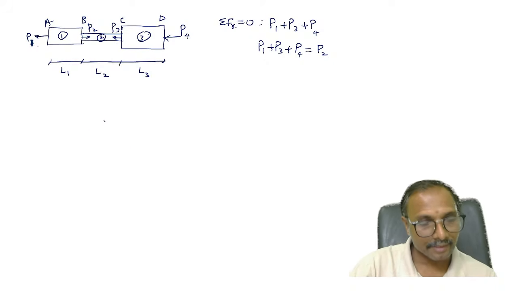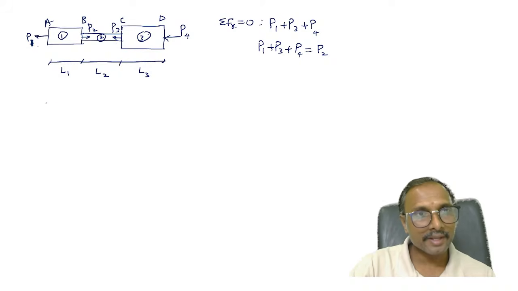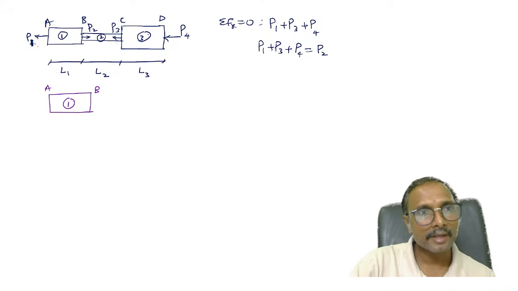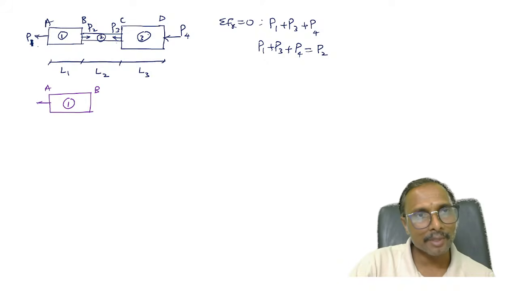Okay, left to right. If you are taking that AB portion, what happens? If you are taking the AB portion for this first segment, what is on the left side? Load P1 is there. So to balance this member, left side P1 is there, right side also we should have P2, sorry, P1 only. Left side P1 is there, right side also we should have P1 only. That is what we are having.